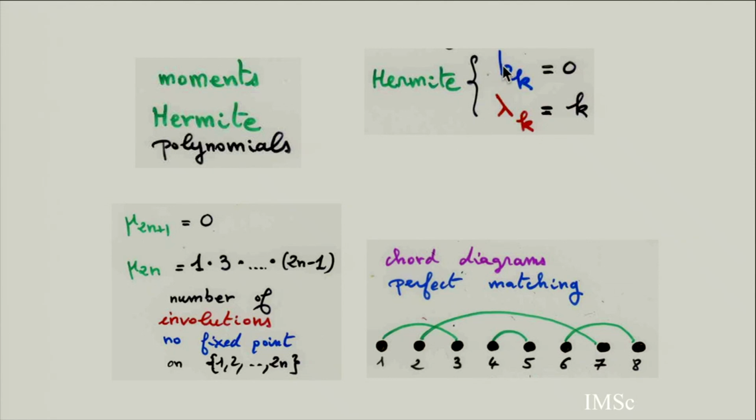So the weight is b_k equals 0, lambda_k equals k. So you have a Dyck path. When you go up, the weight is 1. When you go down, the weight is lambda_k. So I have to prove that the moments are the number of involutions with no fixed point.